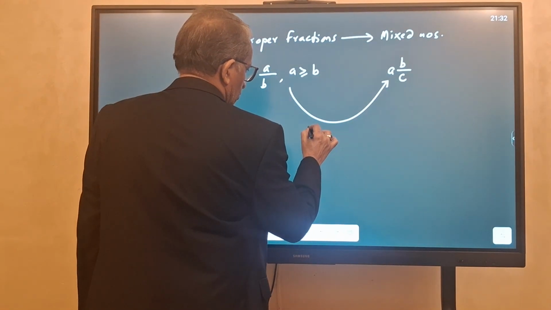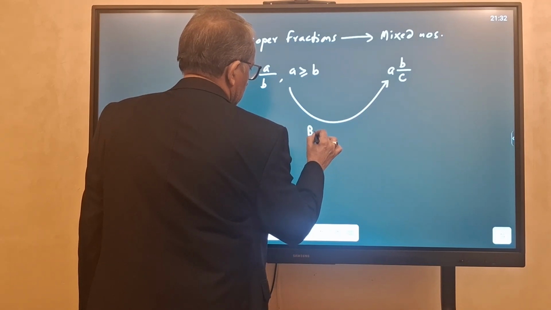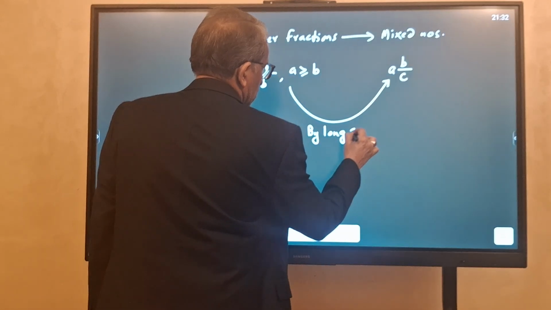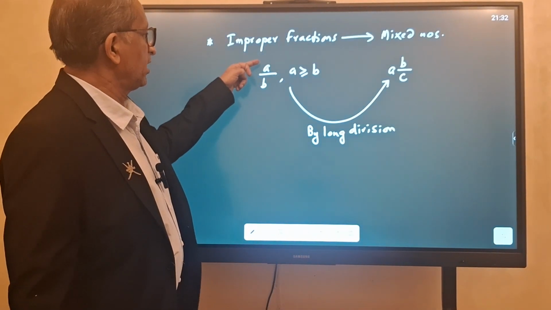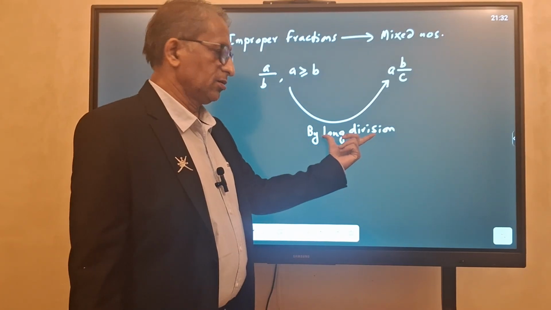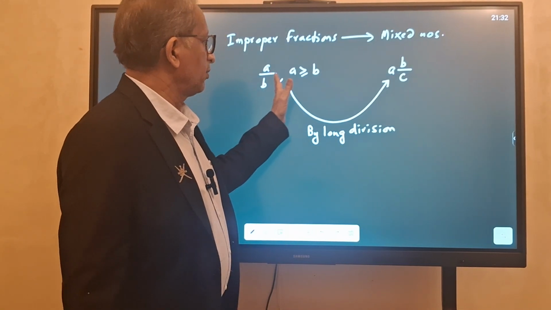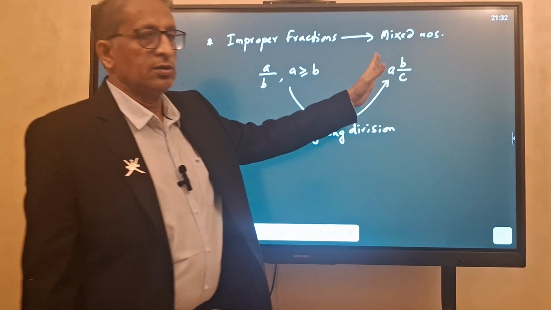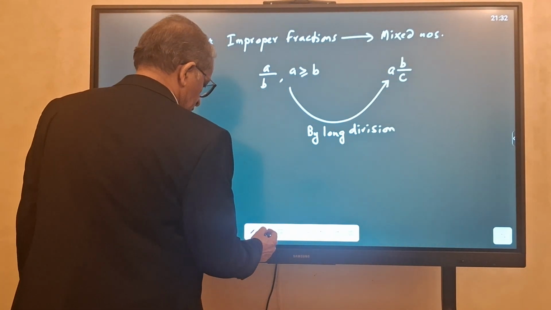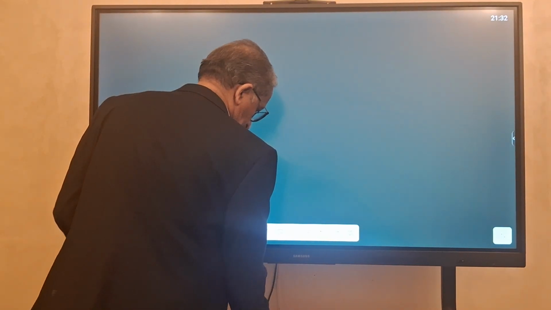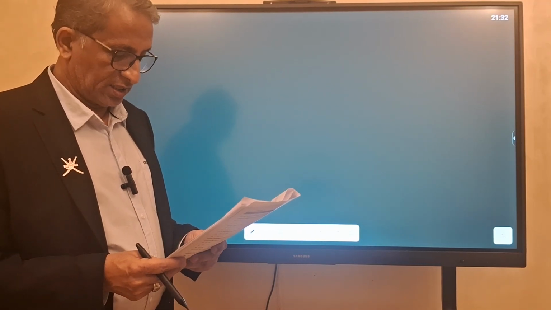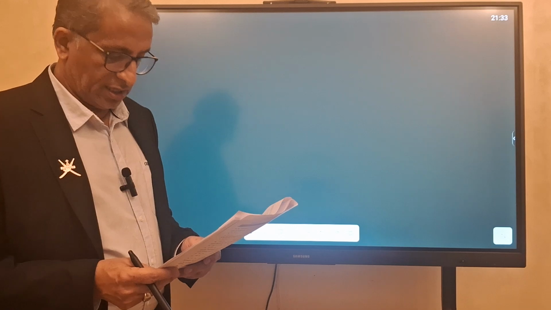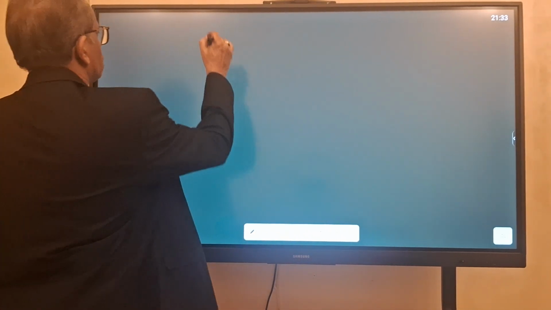The method is by performing the long division. That means divide a by b, that is perform the long division, and we will be able to convert the improper fraction to a mixed number. So let me take an example for this. For that, we go to page number 29 of the lecture notes, and we will take up the section 1.3 exercises, examples 1, 2, 3.